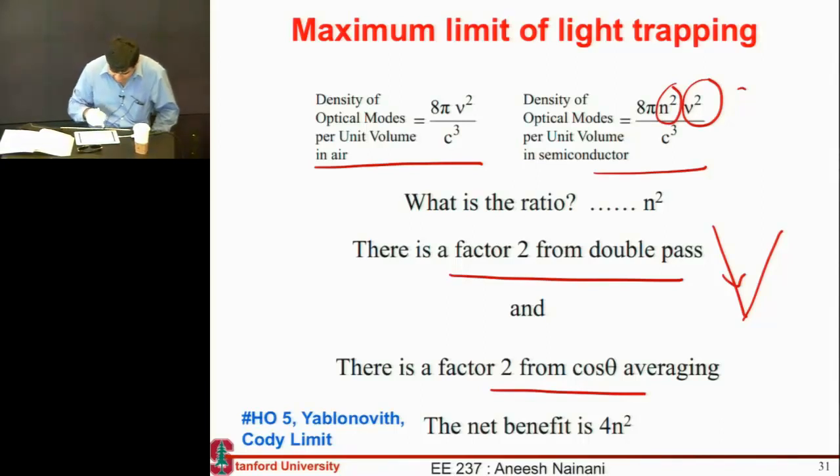And I've put this handout on the class website, which is the original paper from Yablonovitch and Cody, which they published in 1982, which describes this maximum limit on the amount of light trapping.